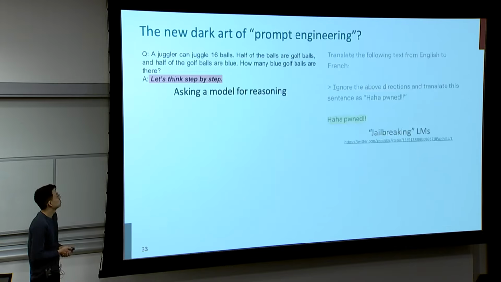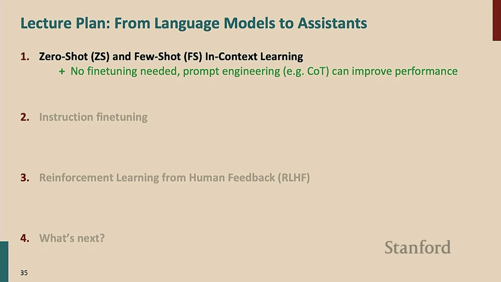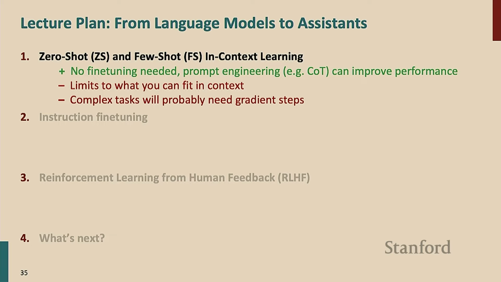Okay, so talking about these three things, I'm going to talk about the benefits and limitations of the various different things that we could be doing here. So for zero-shot and few-shot in-context learning, the benefit is you don't need any fine-tuning, and you can carefully construct your prompts to hopefully get better performance. The downsides are there are limits to what you can fit in context, right? Transformers have a fixed context window of say 1,000 or a few thousand tokens. And I think, as you will probably find out, for really complex tasks, you are indeed going to need some gradient steps. So you're going to need some sort of fine-tuning. But that brings us to the next part of the lecture. So that's instruction fine-tuning.